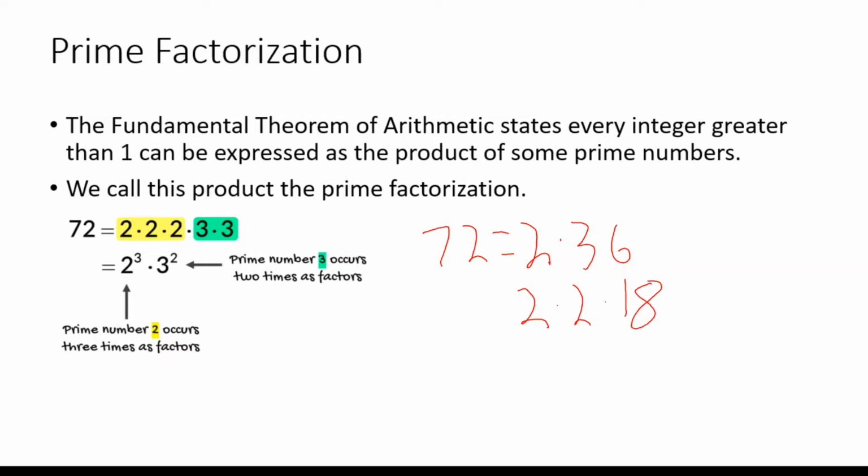We can then write 2 times 2 times 18 as 2 times 2 times 2 times 9. We can then write 2 times 2 times 2 times 9 as 2 times 2 times 2 times 3 times 3. Since all of these numbers are primes as their lowest form, we call this the prime factorization.